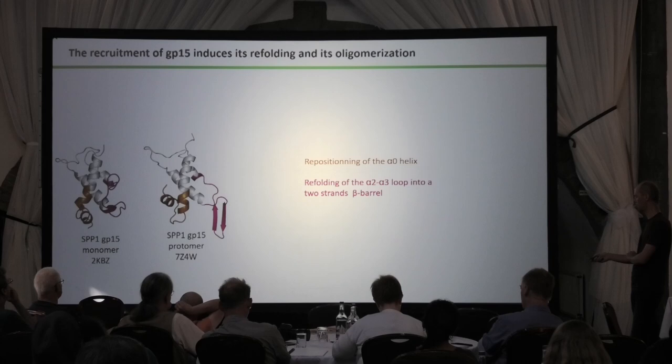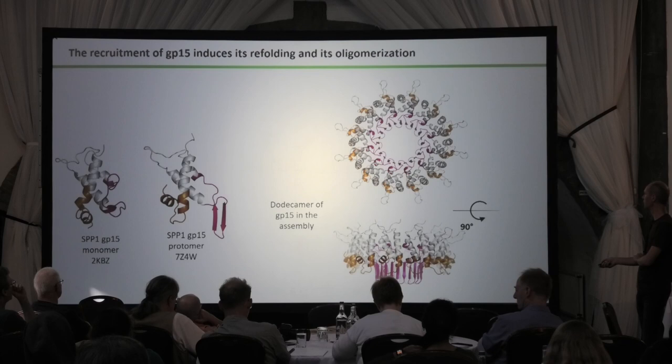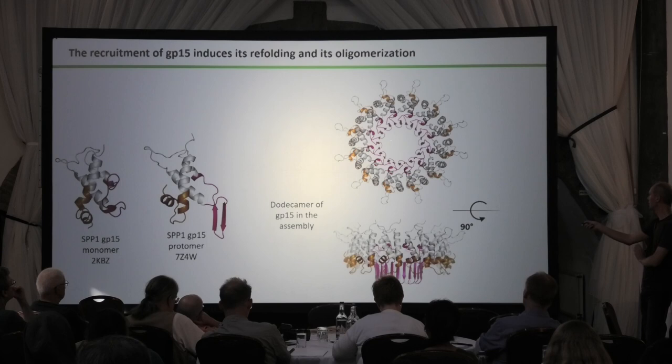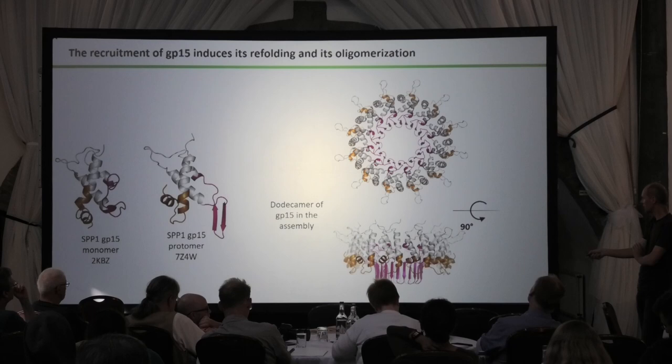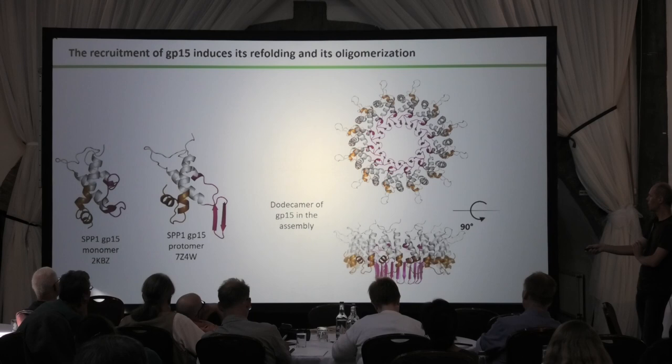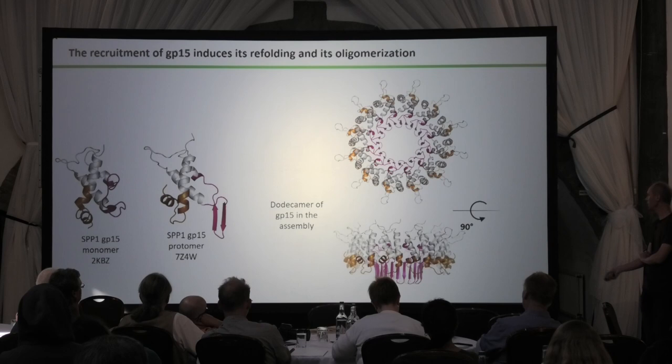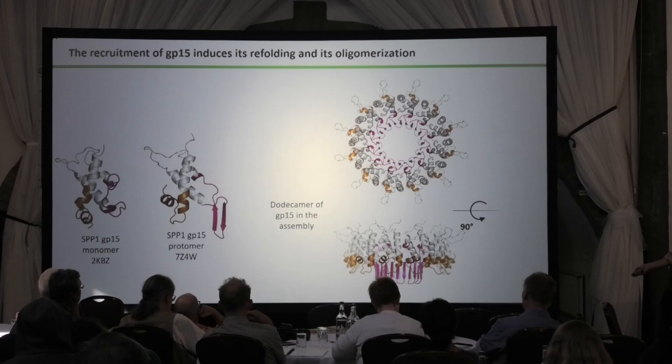If we look at the substructure made by the GP15 subunits, we see that this small beta sheet is in fact a part of a giant beta barrel that is surrounding the channel. We also see that this N-terminal helix is important in making contact with the neighboring subunit. So what we see is that we have a major conformational change associated with the oligomerization of the protein. How strong is this oligomerization?